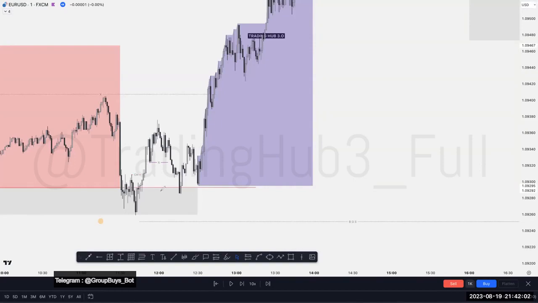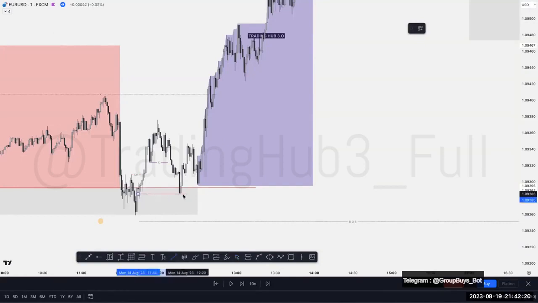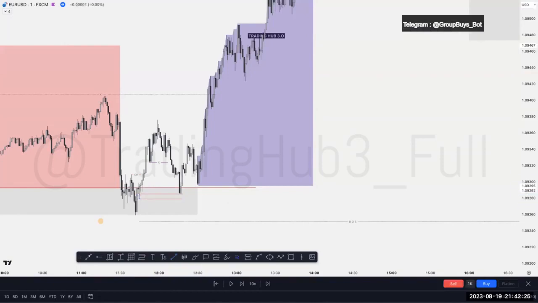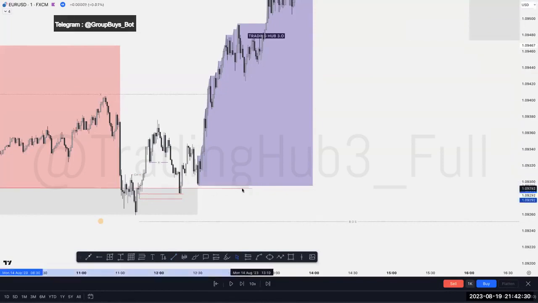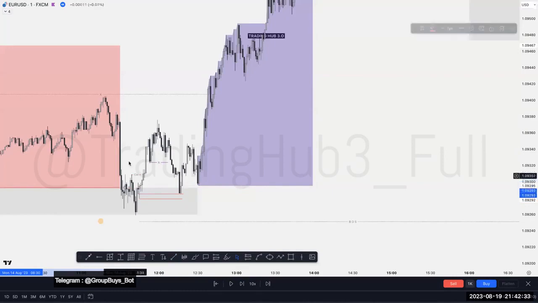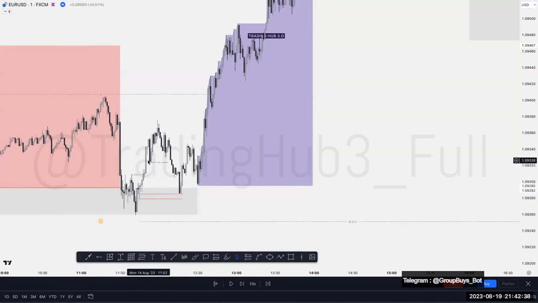Look at this one. What happened here? After taking out the inducement, the market mitigated our unmitigated order block. And look at this picture here very carefully. So this is our hidden demand zone in a lower time frame, as you know, right? This is a hidden demand zone because this is a pullback and the market went up.